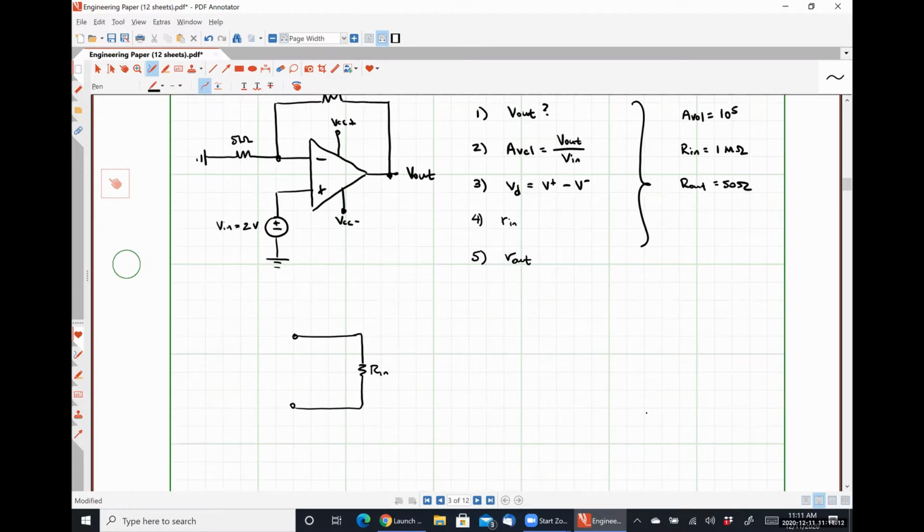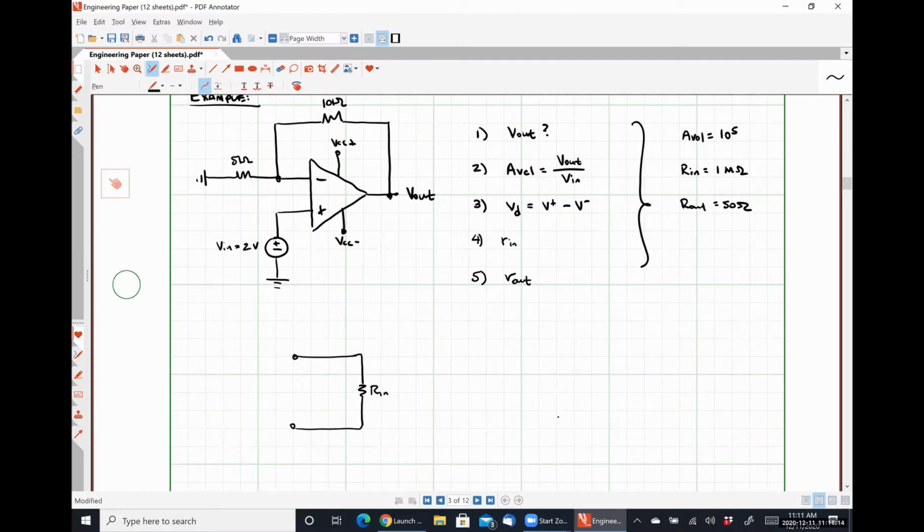Because I have feedback from the inverting terminal to the output, I'm going to make this top node be my inverting input terminal. And this bottom node will be my non-inverting input terminal, which means VD will have this polarity. So I'm just flipping that resistor upside down to make my practical circuit look less wacky. That's all I'm doing here. All right.